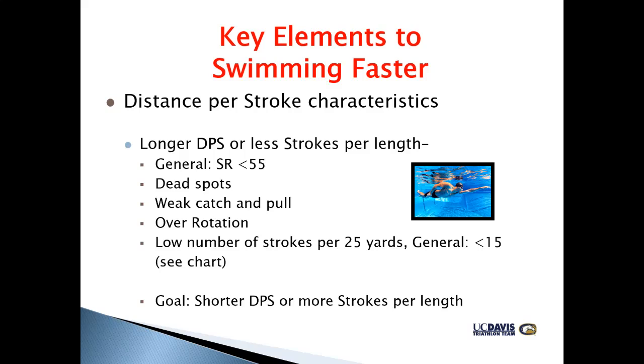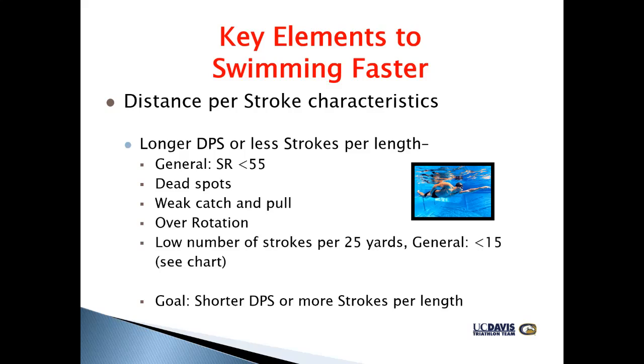Typically, you have a low number of strokes per 25. Typically, it's less than 15. That's not always the case. In general, it just means that you have a low number of strokes per 25. So the goal when you have a long distance stroke is to shorten the distance of stroke or to have more strokes per length, per 25. Okay, hopefully that makes sense.